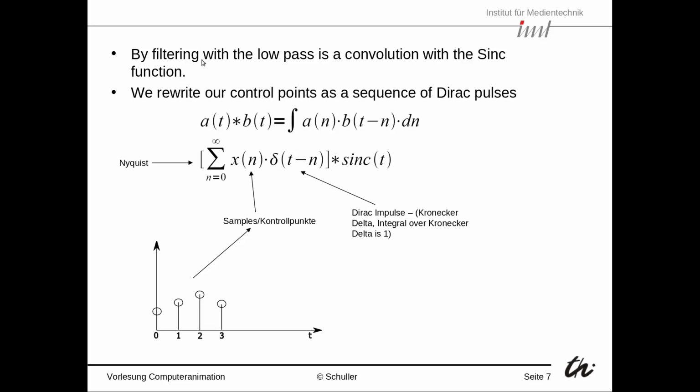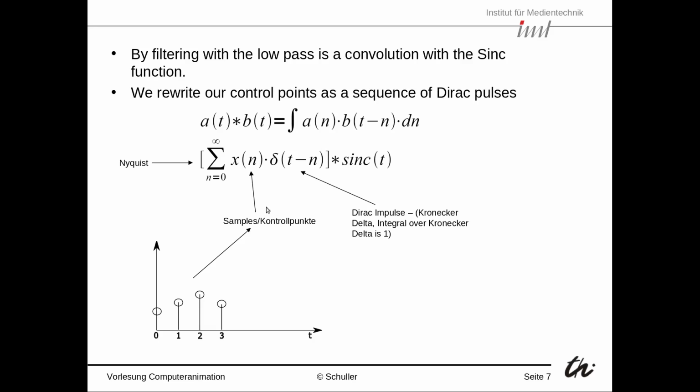So we do this filtering with a low pass, and this is a convolution with a Sinc function. And we can rewrite our control points as a sequence of Dirac pulses for this convolution, right? We need to have some function which we convolve with. And the first function is a Sinc function that we just saw, a continuous function. But our control points, they are discrete. They are not really a continuous function. And that's why we need to translate it basically to a continuous space. And we do that using the sequence of Dirac pulses.